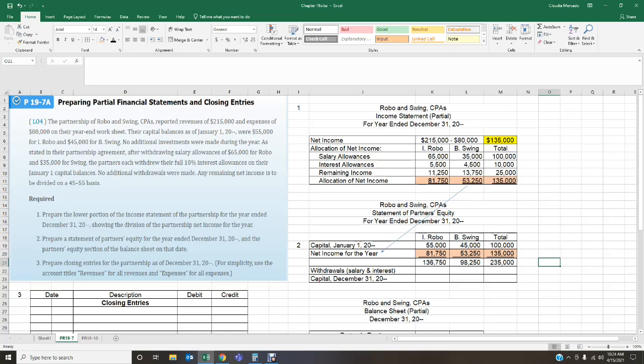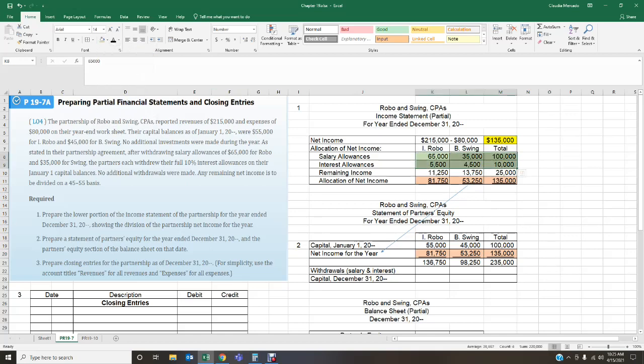Now I'm going to subtract my withdrawals. Your withdrawals are your salary allowance and your interest allowance. Those are the withdrawals that were taken from whatever was distributed to you. So the withdrawals are your salary and interest allowances. Those two are your withdrawals.